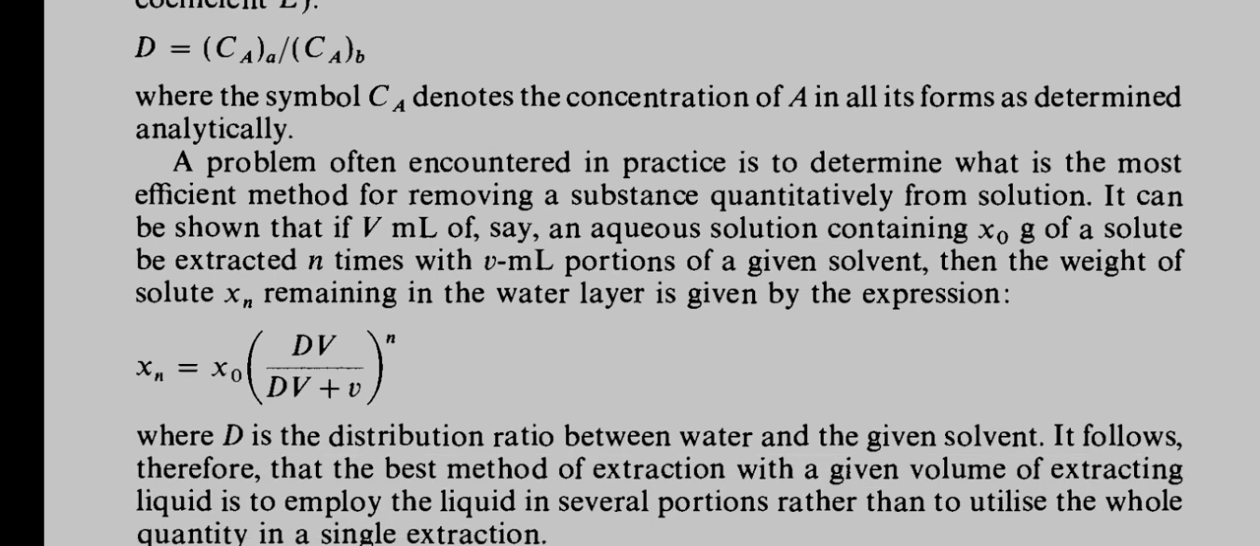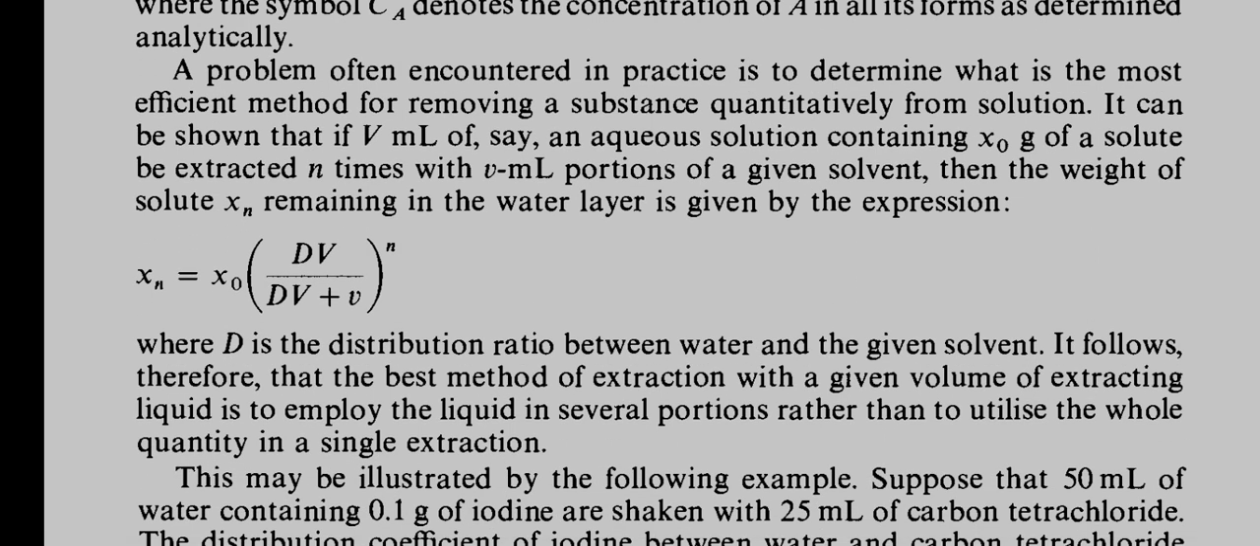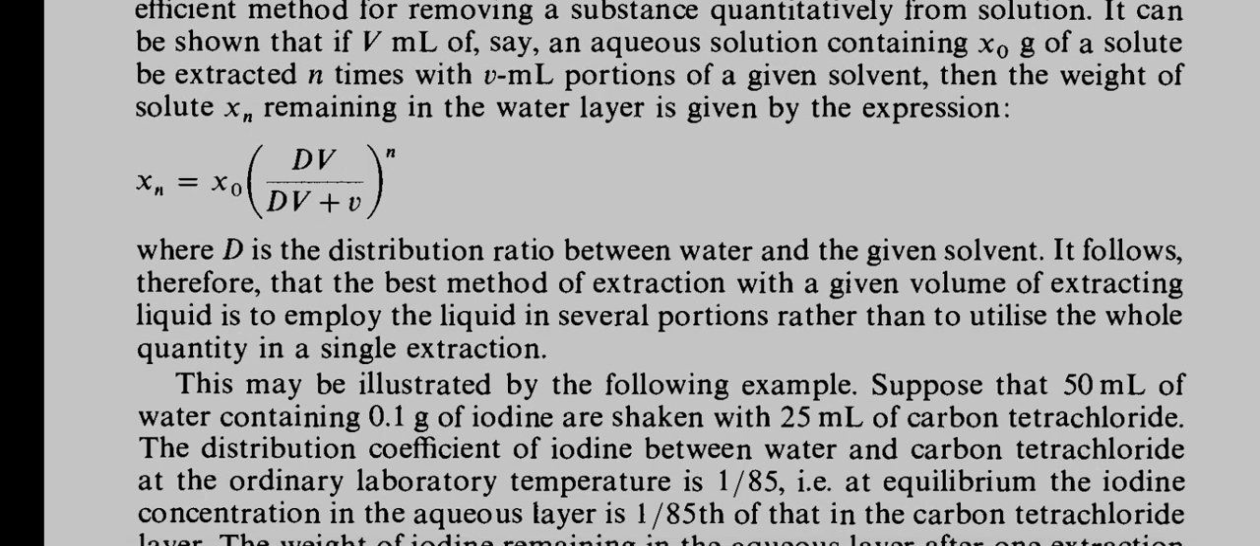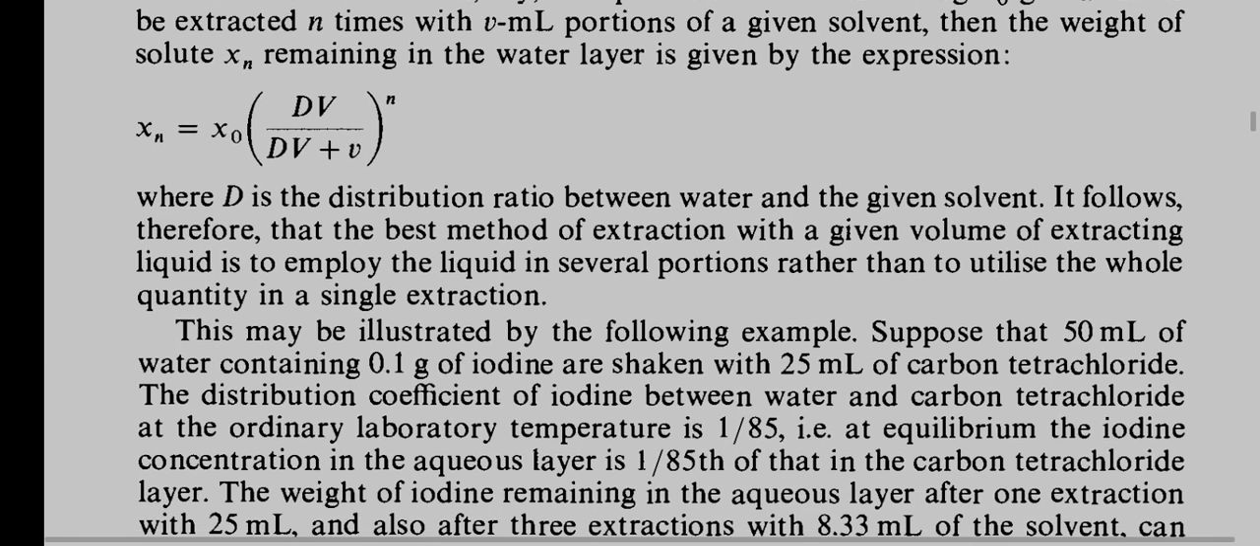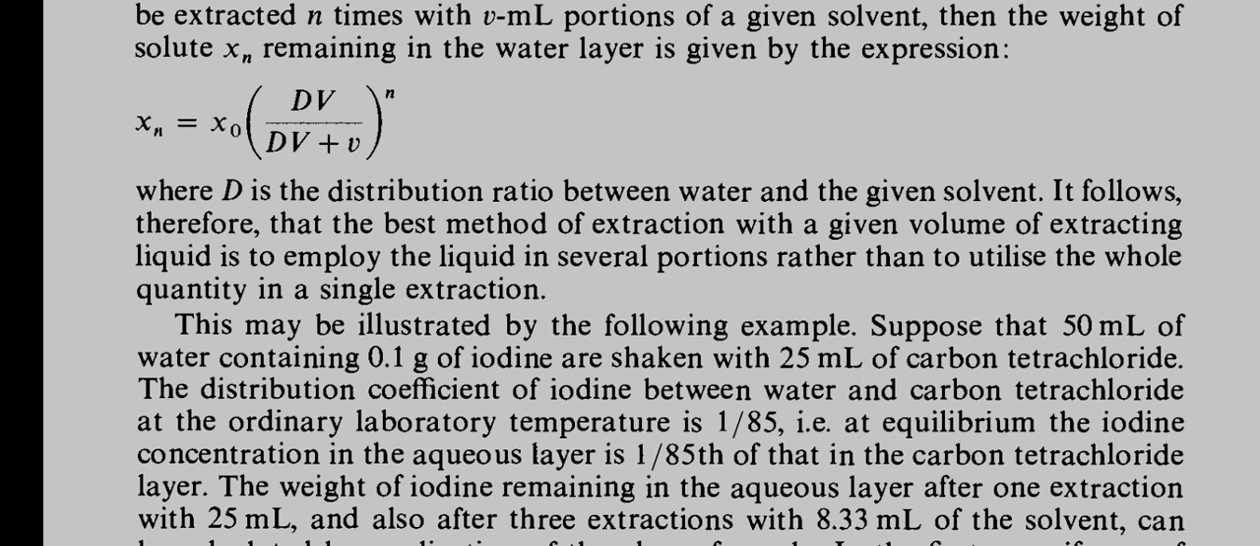A problem often encountered in practice is to determine what is the most efficient method for removing a substance quantitatively from solution. It can be shown that if V ml of, say, an aqueous solution containing X naught gram of a solute be extracted n times with V ml portions of a given solvent, then the weight of solute Xn remaining in the water layer is given by the expression Xn equal to X naught [D V by (D V plus v)] to the power n, where D is the distribution ratio between water and the given solvent.